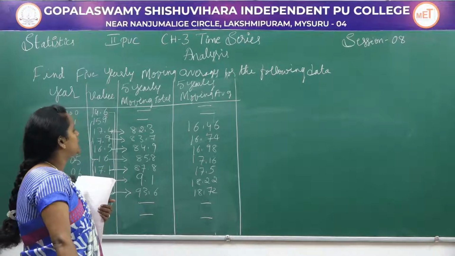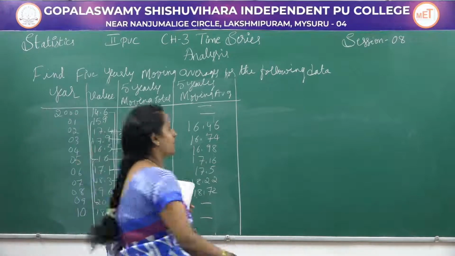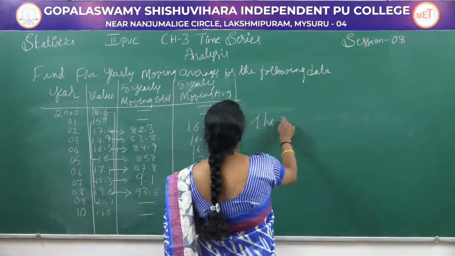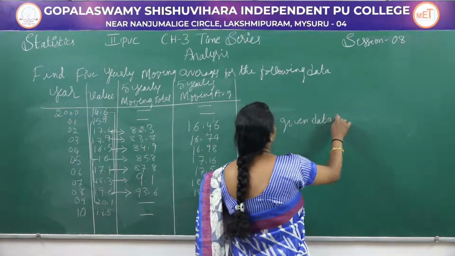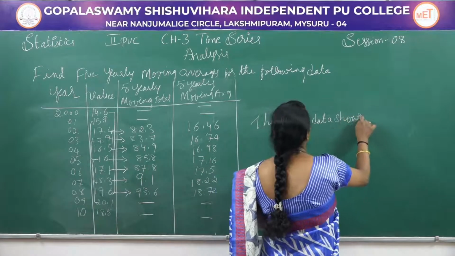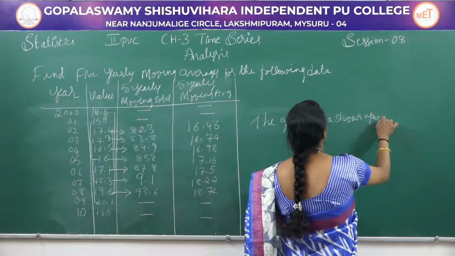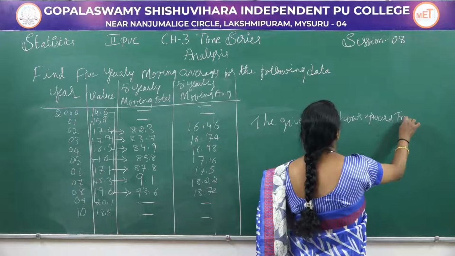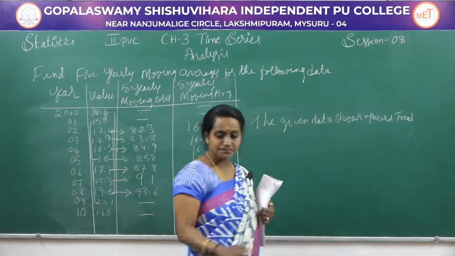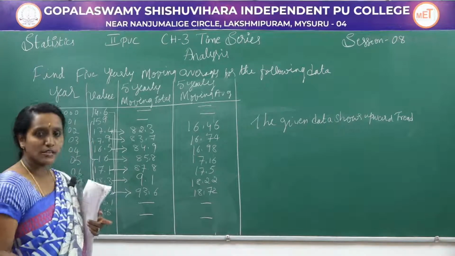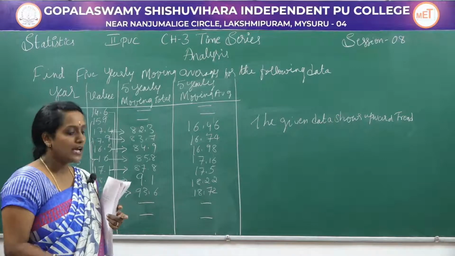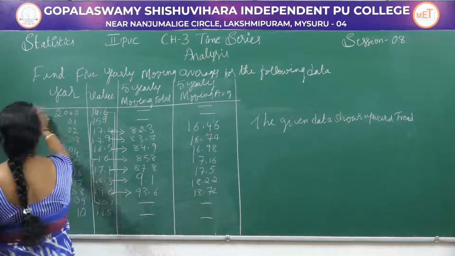Here also it is showing the upward trend. Therefore, the given data shows upward trend. So, while you are adding the 5 numbers, you should be very careful. Okay. Next one.